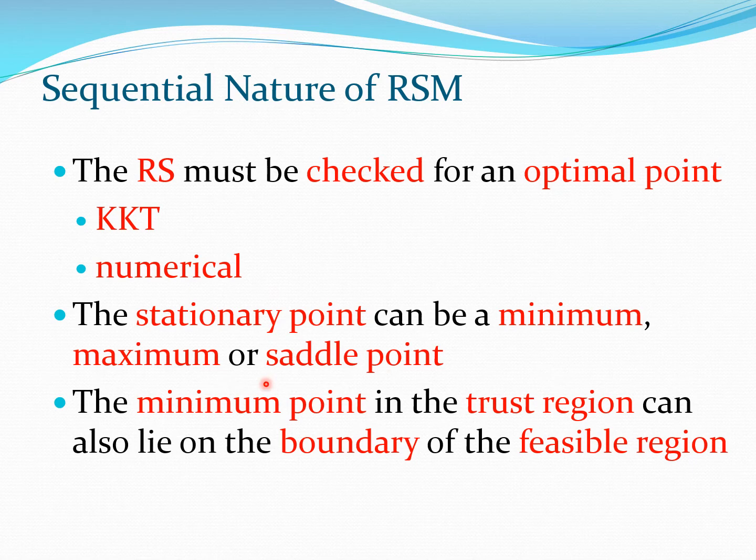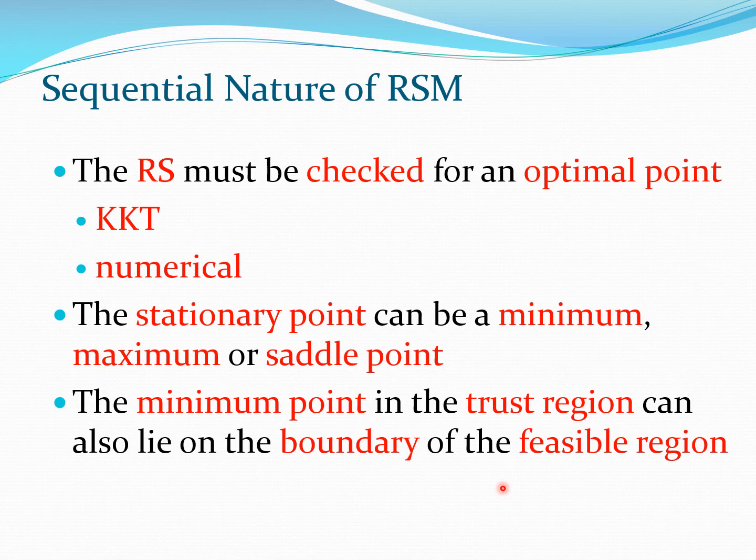Now typically if your optimal point lies within that region R of x, then your stationary point could be a minimum, maximum, or saddle point, but what you are looking for is actually a minimum point. So if you have posed the problem well, you are likely to get the minimum point. Now in most practical situations, the minimum point in the trust region will lie on the boundary of the feasible region, and this will generally continue until you are very near the actual optimal point, in which case you may actually get a stationary point which lies within the region R of x.